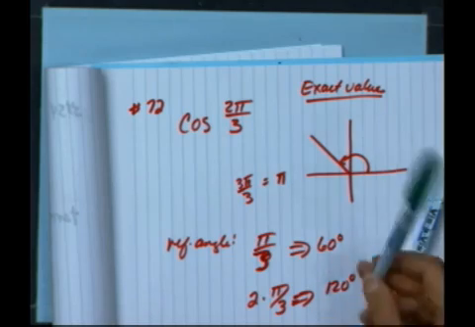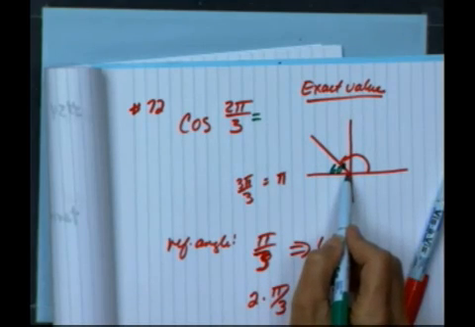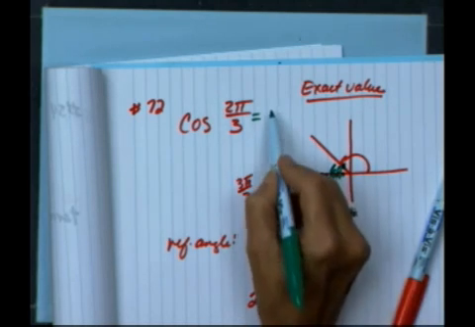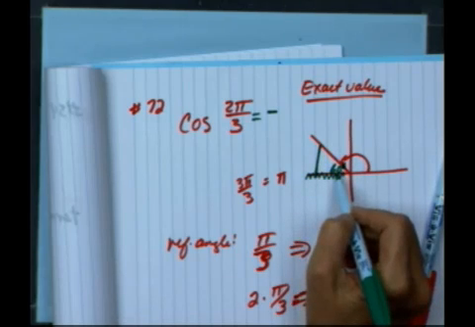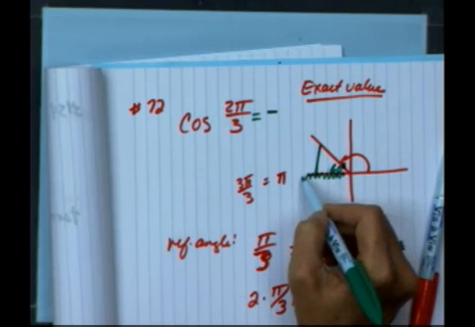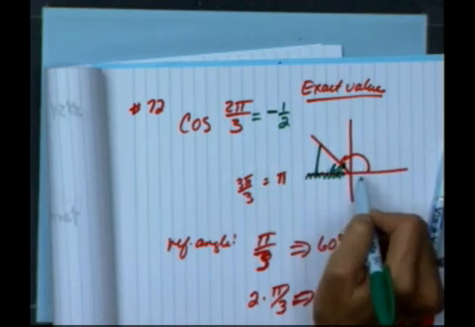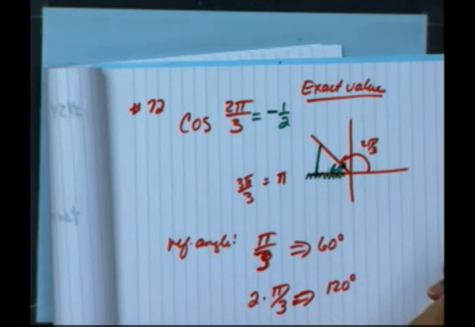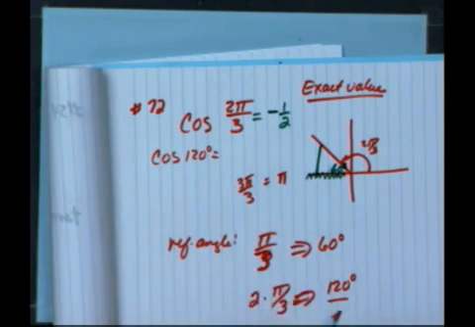Your reference angle is 60 degrees. If you're over in this quadrant, is your cosine negative or positive? Negative. If you're using your 60-degree reference angle, what is going to be the cosine of 60 degrees? The cosine of 60 degrees is a half, and it's negative because we're really looking at the cosine of the big angle, 2 pi over 3, negative 1/2.